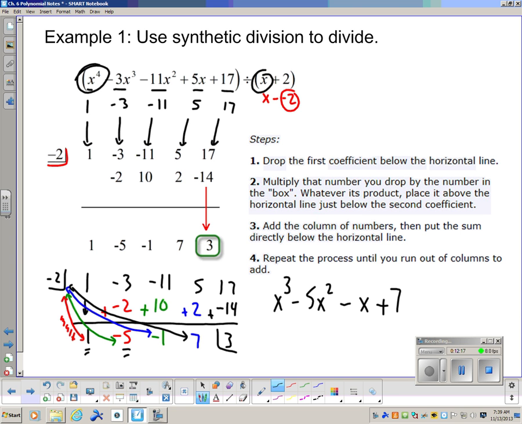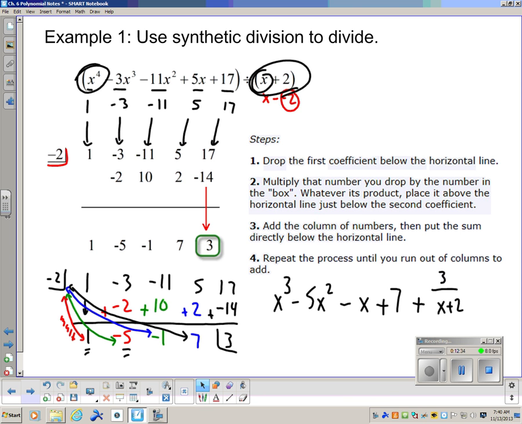What do I do with the number that's in the box? That's my remainder. So I got to put my remainder over what I originally divided by. I originally divided by x plus 2. And there's the final answer. x to the 3rd minus 5x squared minus x plus 7 plus 3 all over x plus 2.